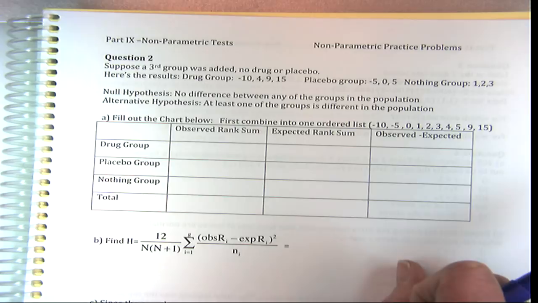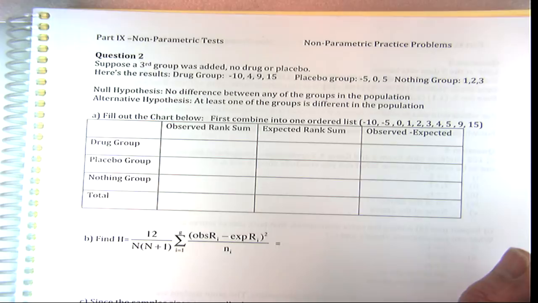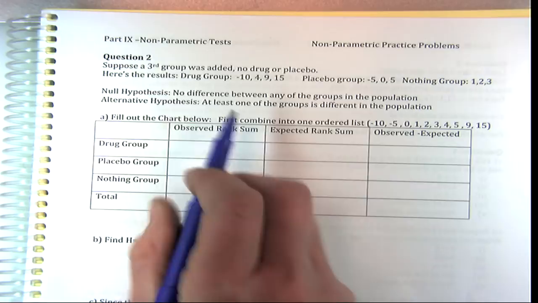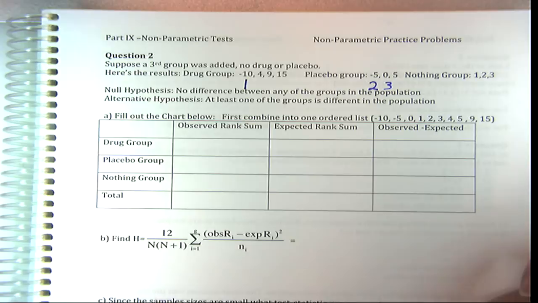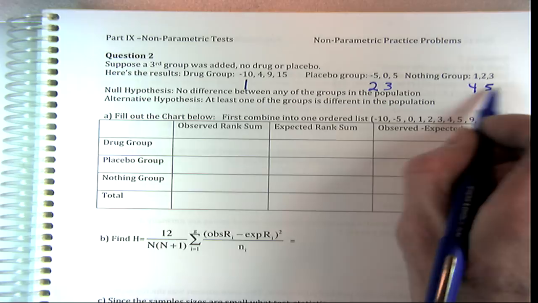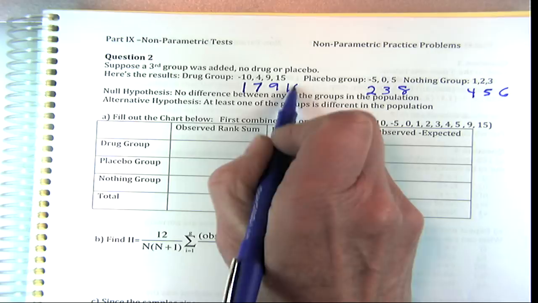So then you have to combine these into one ordered list and get their ranks. I did that for you; I wouldn't do that for you on an exam. The lowest is negative 10, then the second lowest is negative 5, and the third lowest would be 0. Now you move to the positive numbers, and these are ranks 4, 5, and 6. Then we can go over to 7, 8, and these must be 9 and 10. We didn't have any ties here. So that's what it looks like.